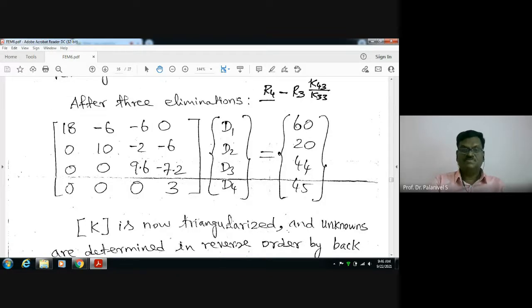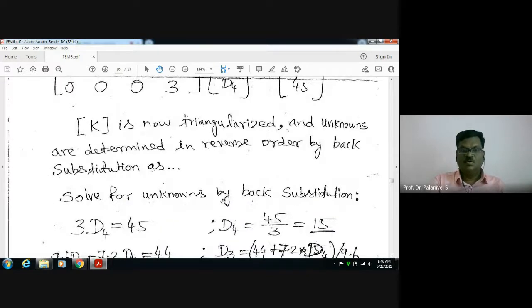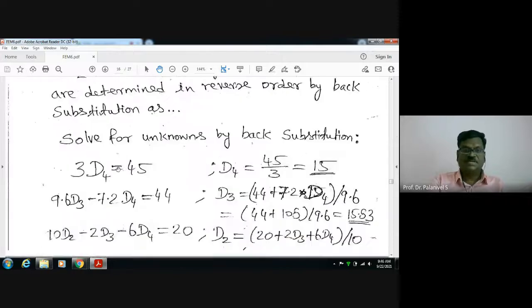So we are doing back substitution. Now what is the last equation? All are eliminated here. 3 into D4 is equal to 45. That is my last equation. Therefore, what is D4? 45 by 3, 15. Okay, I am getting it. Solve for unknowns by back substitution. That is why this method is also called the back substitution method. See here, 3D4 is equal to 45. Therefore, D4 equals 45 by 3, which is 15. So I have determined D4 as 15, the fourth degree of freedom.